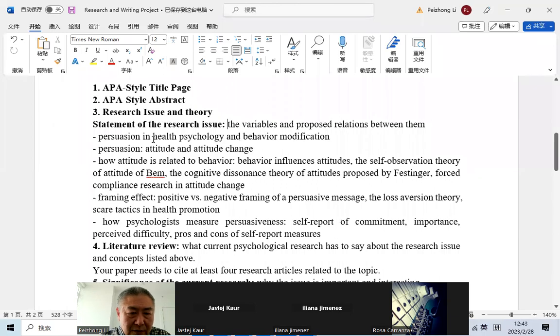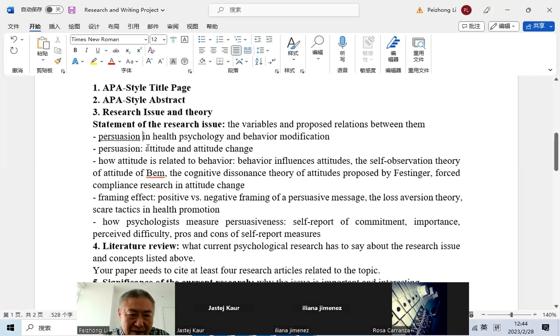So the first concept covered in your paper is persuasion. We're trying to persuade people to get flu shots, and that's related with persuasion and with health psychology, and also with behavior modification. We are trying to persuade people to change their behavior. And this concept, persuasion, is related with social psychology. Social psychology studies persuasion intensively.